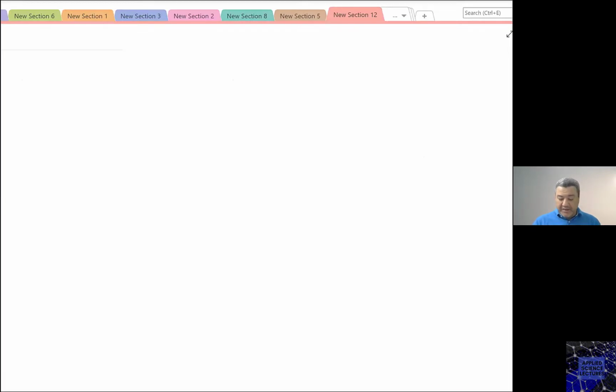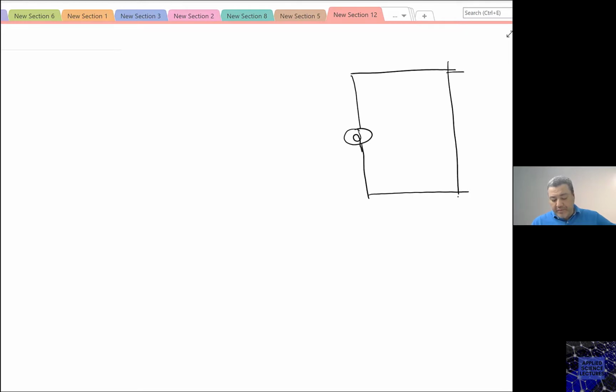So in this case, I will redraw here. I have my circuit as the following. So there's a light bulb here. I have the bar here, and the velocity is in this direction. I have the magnetic field, uniform magnetic field, pointing into the page.